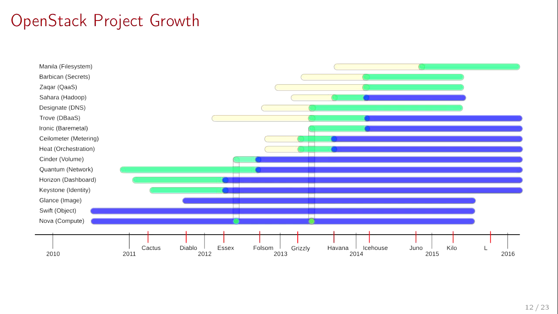And the color coding here, I realize there's no index. Blue means integrated projects, green means incubated, and yellow means just a project that's not in either. So the QA community was responsible for testing blue and green, not yellow.